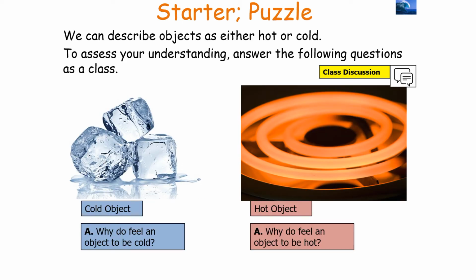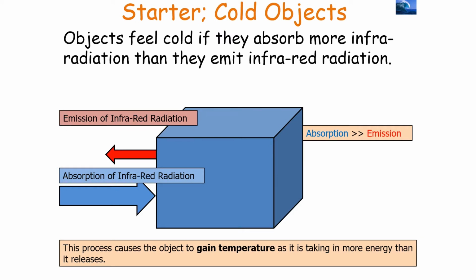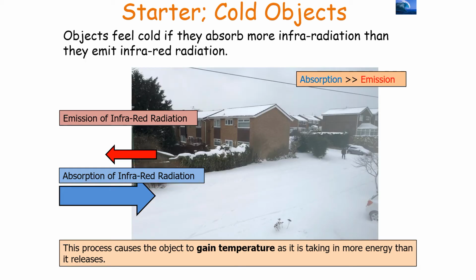So we can describe objects as either hot or cold, but why do we feel an object to be cold and why do we feel an object to be hot? Well, objects feel cold if they absorb more infrared radiation than they emit infrared radiation. So this process will cause an object to gain temperature because it's absorbing or taking in more radiation or energy than it is releasing or emitting.